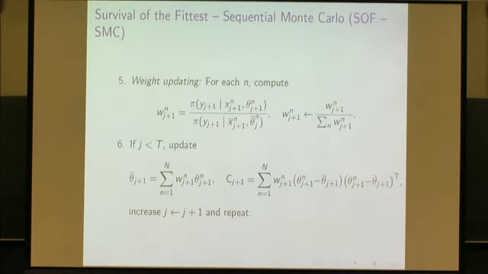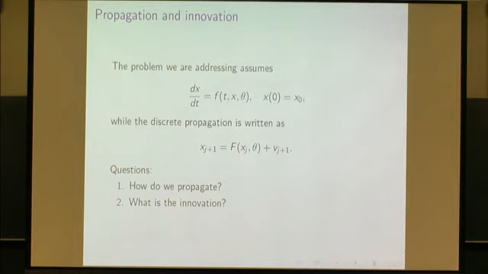So updating of the weights, and we continue, and if we're not at the end of time, we recompute the mean, we recompute the sample covariance, and we repeat the process until we're done. So we continue in this fashion.